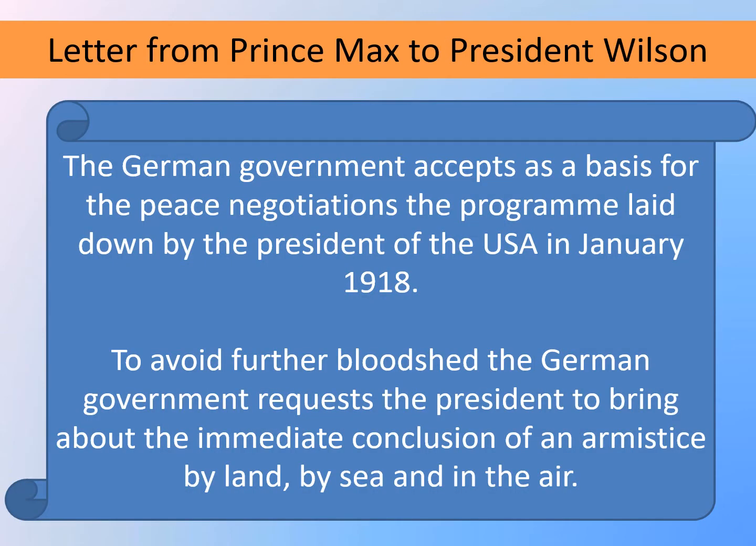So Prince Max sets up a letter to President Wilson, and in it he says the German government accepts as a basis for the peace negotiation the programme laid down by the President of the USA in January 1918. So that was a couple of months ago. We didn't want it then, but we do want it now. To avoid further bloodshed, the German government requests that the President bring about the immediate conclusion of an armistice by land, by sea and in the air. Basically, stop all the blockade, stop all the fighting, and we'll negotiate.